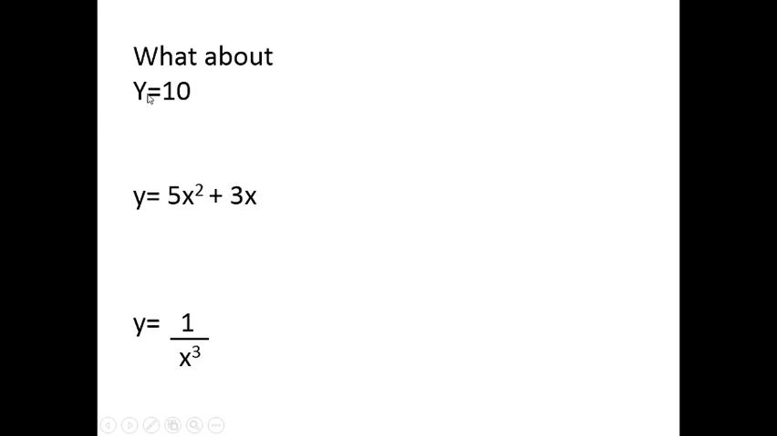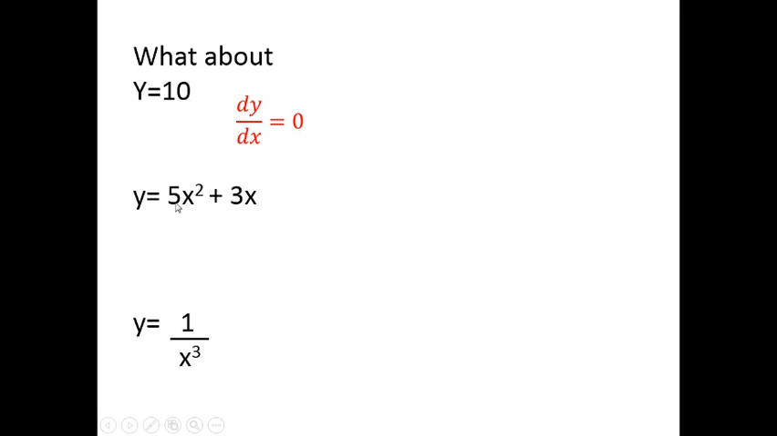So let's have a look at these graphs here. What about y equals 10? Well, 10 is just a horizontal line on the axes, so it has no gradient. And so for any value here, y equals k, then the gradient or the differential is 0, whatever that value is, as long as it doesn't have anything to do with x.